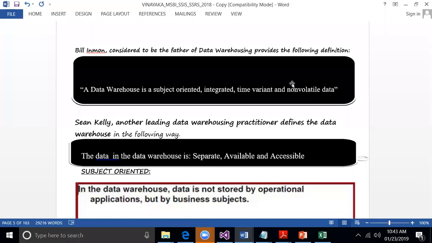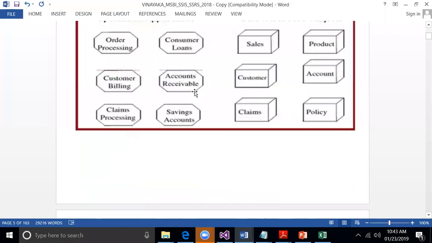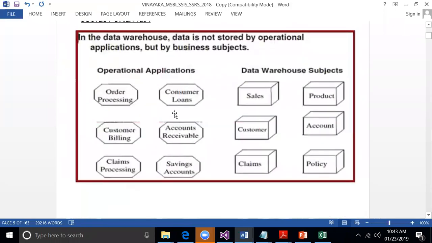What do you mean by subject orientation? These are your day-to-day systems. Order processing is one area or one application. Consumer loan, one area, one application. Customer billing, one area, one application. So at the day-to-day level, each operation will have one application. Whereas at the warehouse level, we don't do it like this. Total all orders related stuff in one area, all claims related stuff in one area, all account related stuff in one area.